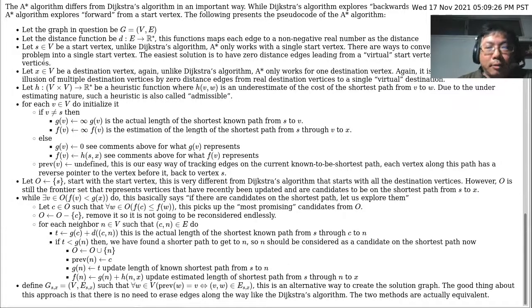In Dijkstra's algorithm, or at least my variant of it, we have a set of start vertices. In this case, because we're dealing with the A star algorithm, we can only have one single start vertex, designated as S. It is an element of V, obviously, because it has to be one of the vertices. And then we're also designating X as our destination vertex, because guess what? X marks the spot. So that's why I use X to represent the destination vertex.